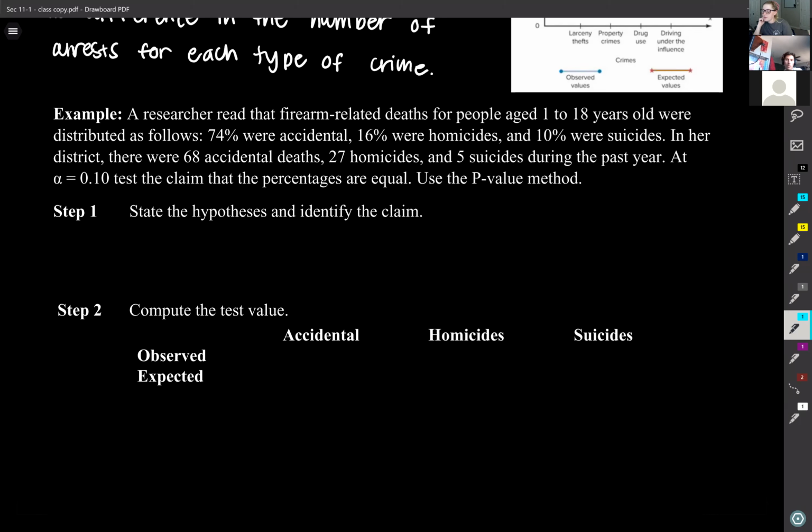So our example reads that a researcher read that firearm-related deaths for people aged 1 to 18 years old were distributed as follows. 74% were accidental, 16% were homicides, and 10% were suicides. In her district, there were 68 accidental deaths, 27 homicides, and 5 suicides. So we have these percentages, or the probability that something is accidental, homicide, or suicide. But then we have this sample where the researcher found in her district that 68 were accidental, 27 were homicides, and 5 were suicides. At a significance level of 0.10, test the claim that the percentages are equal.